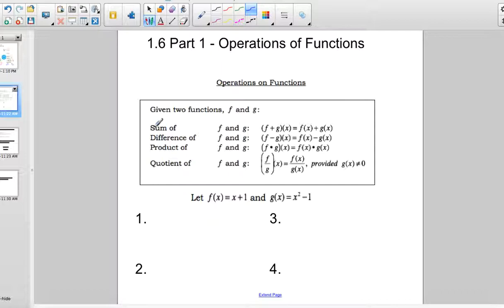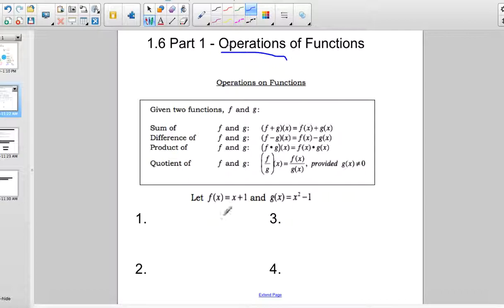We're going to be doing the sum of 2 functions, the difference of 2 functions, the product of 2 functions, and the quotient of 2 functions. So in other words, we're going to be adding, subtracting, multiplying, and dividing. Those are all 4 operations that we can do with functions.